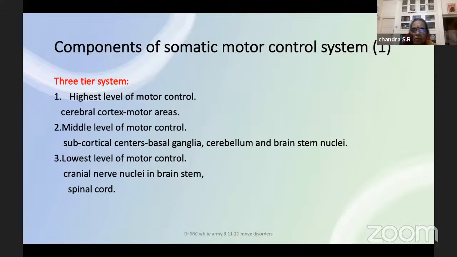So this is supposed to happen through a 3-tier system. The first tier is the highest level of motor control, that is the cerebral cortex, the motor areas, area 4, area 6. The middle level of motor control is the structures which we saw, including the cerebellum. And the lowest level is the cranial nerve nuclei in the brainstem and the spinal cord. So it's a 3-tier motor control using the cortical structures, the subcortical structures, and the muscles innervated by the motor nerves, through the cranial nerves as well as the spinal cord and the spinal nerves. So that is the 3-tier system of motor control.